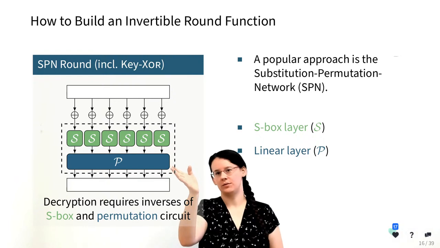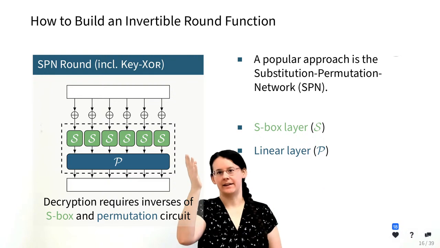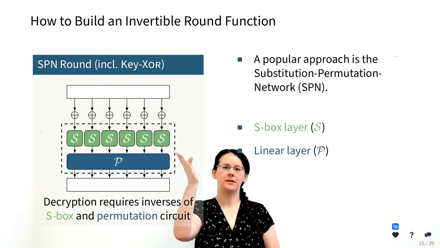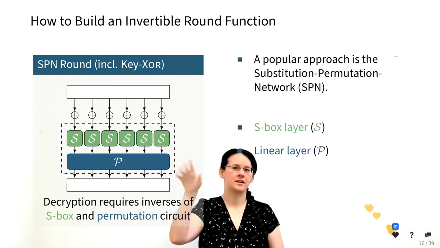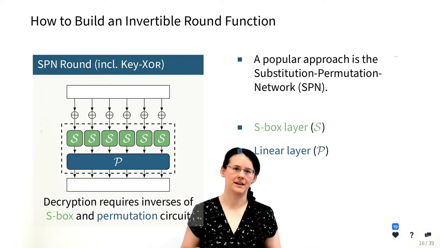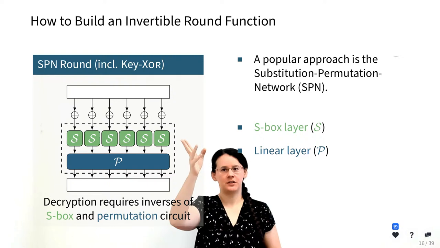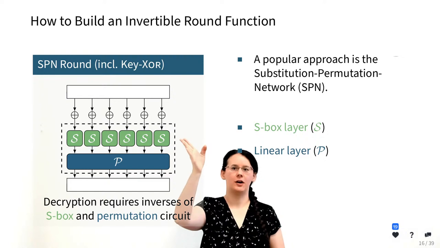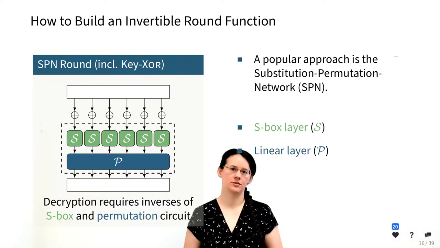If you think back to linear algebra, you can describe every linear layer with a matrix multiplication. And in that case, the inverse can be written as multiplication with the inverse matrix. If the step here is just distributing bits, then the inverse is pretty obvious. You distribute them back in the same way, but in the inverse order. For the S boxes, what you need to invert them is the inverse lookup table. So instead of mapping from input to output, you need another table that maps from the output to the input. But this is easy to construct.